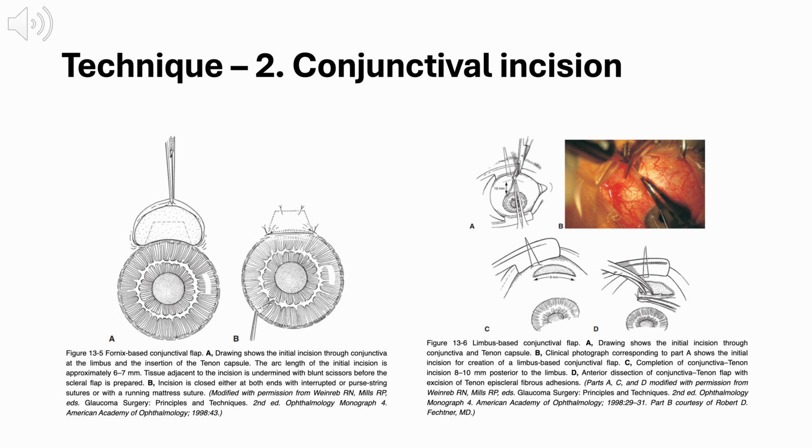The drawings highlight the direction of dissection through conjunctiva and Tenon's, while the clinical photograph shows how the incision is mobilized in real time. Together, the two approaches remind us that trabeculectomy technique is modular. Each step can be adapted to the anatomy and the surgeon's goals.